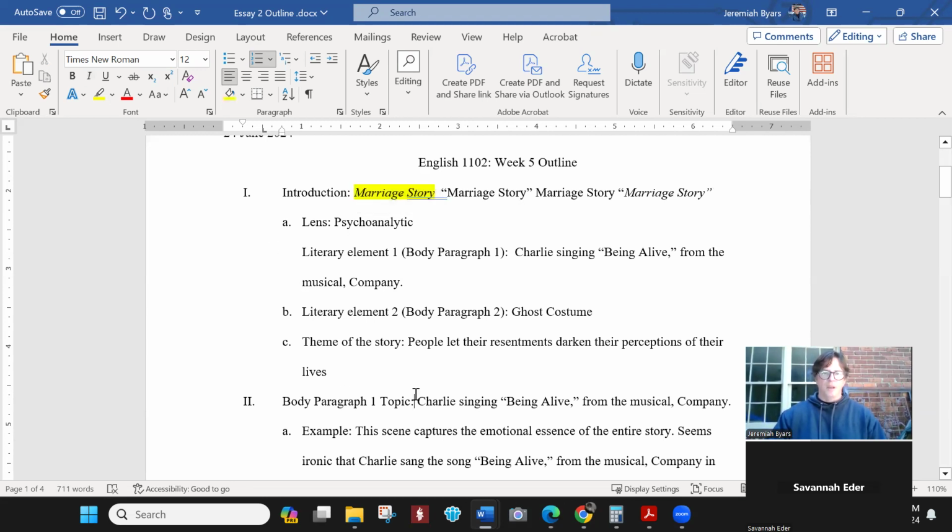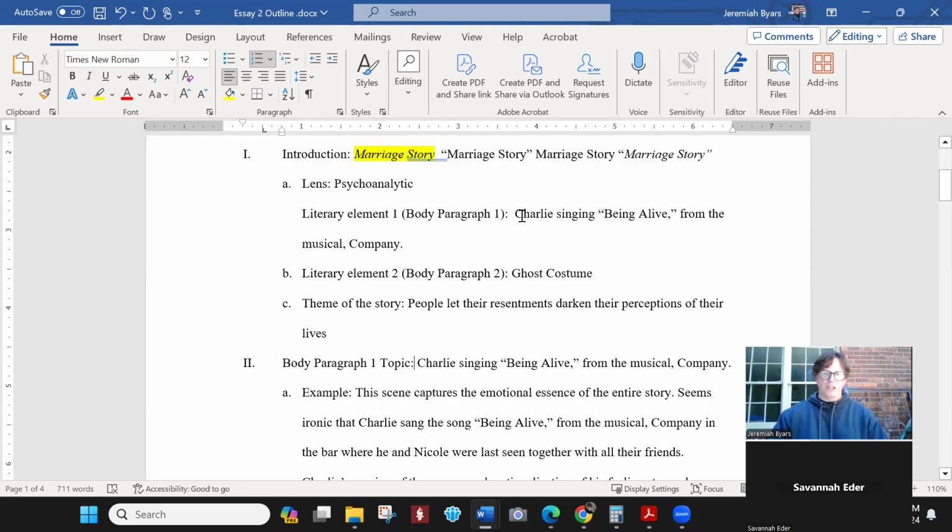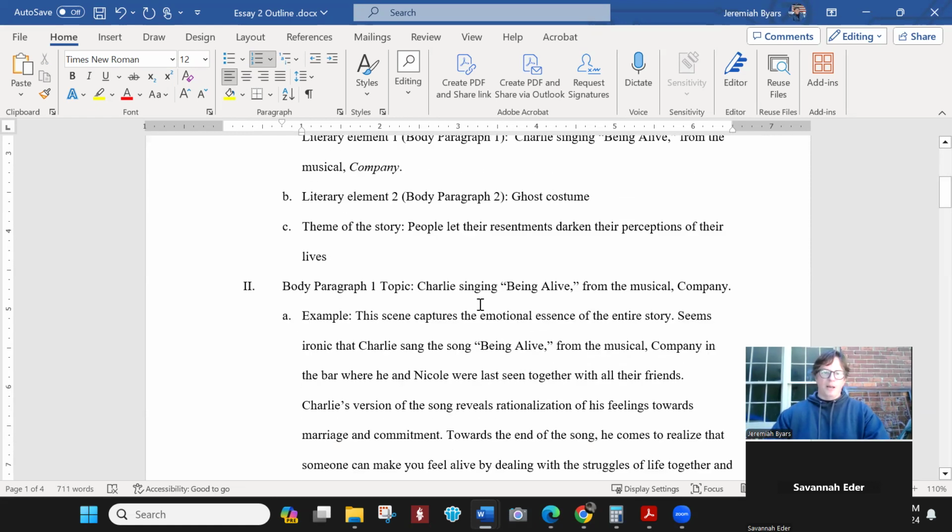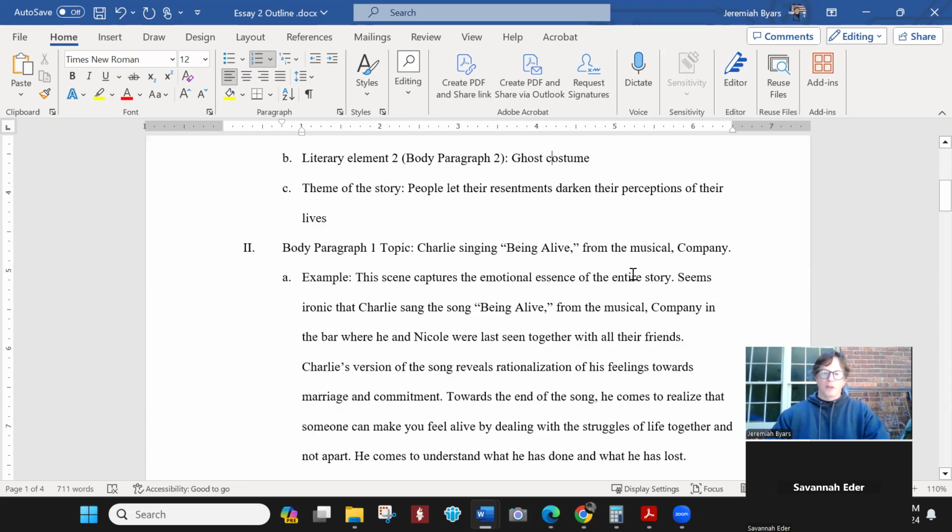All right. Here, I want to make sure that you have the things you're going to discuss. Body paragraph 1 is discussing Charlie singing this song from Company. If this is in your paper, if this person is referencing another play, it needs to be in italics because it's the proper title for a production. Body paragraph 2 is about the ghost costume of Charlie. Again, I don't need this done in the outline. This is just when you're writing the paper, that's the way it should be.